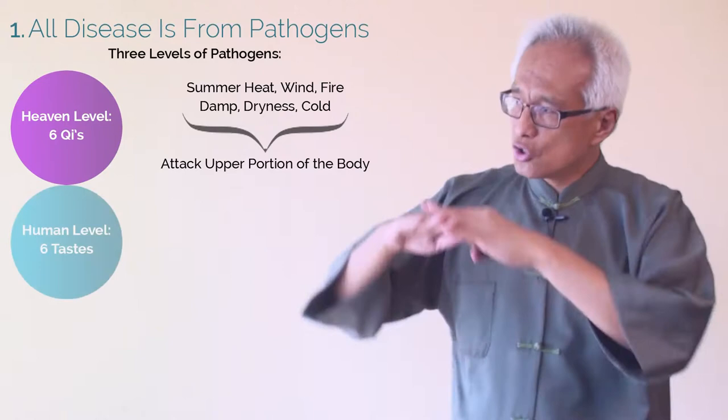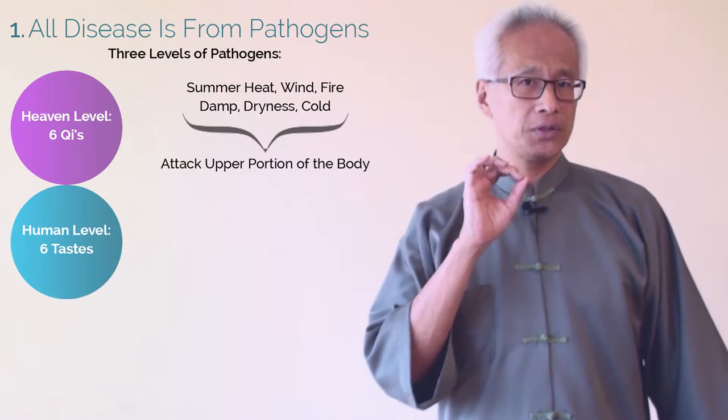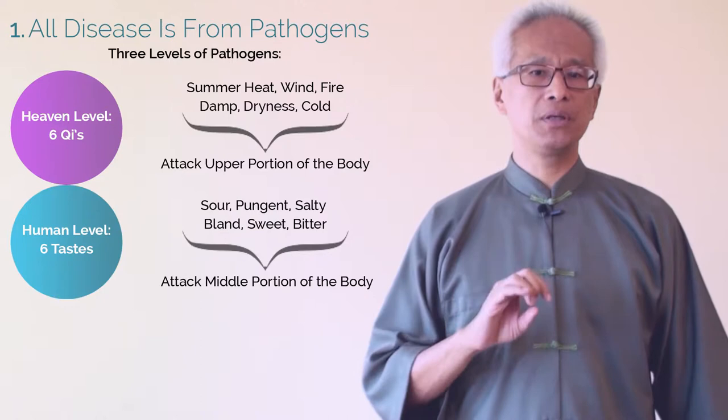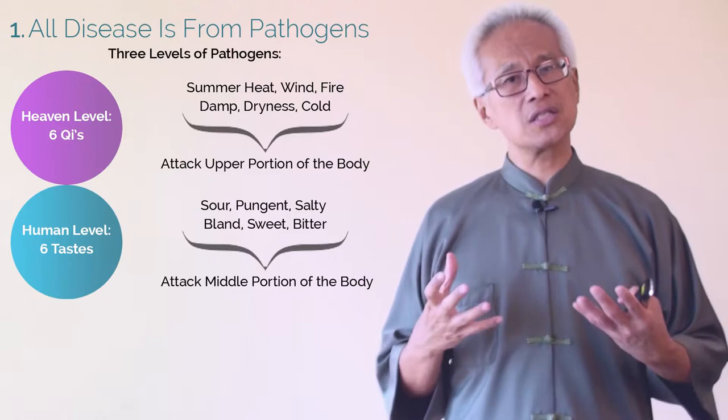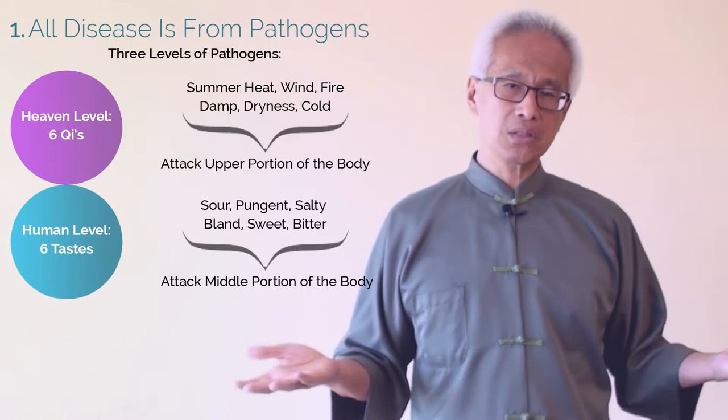Then there's the human level of pathogens. These have to do with the food that we take in, so a lot to do with taste and the quality of food. Salty foods, pungent foods, sour, bitter, sweet, and bland foods can all, if excessive, attack our body. So that's the human level of pathogen. It tends to attack the middle portion of our body, basically our alimentary tract.